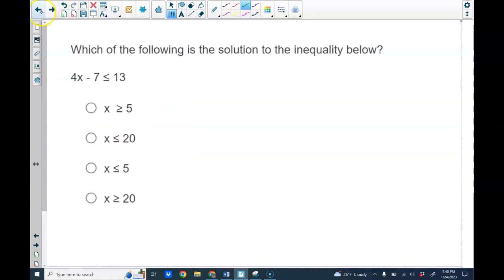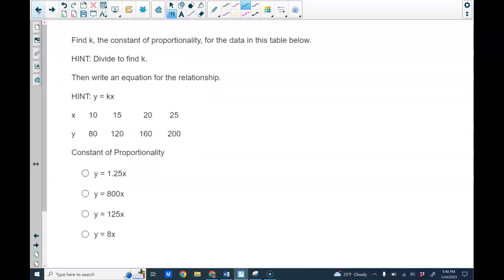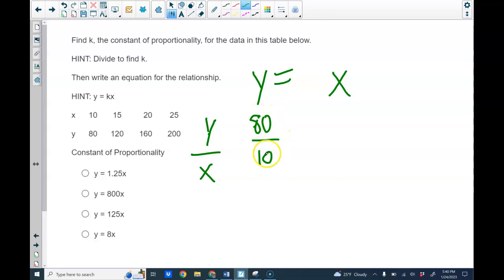Next one's kind of a review here, talking about constant and proportionality. So it wants us to write the equation. So remember, all equations start with y equals, and then we have some number, and then x. And remember, to find the constant of proportionality, you are dividing every y divided by x. And it doesn't matter which one you pick because it all ends up being the same. So if you have a calculator and we pick the first set of numbers, 80 divided by 10 is 8.